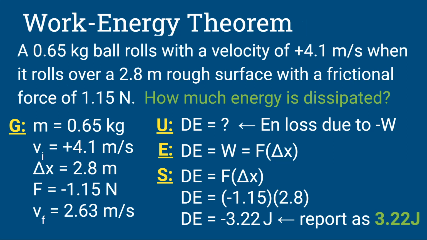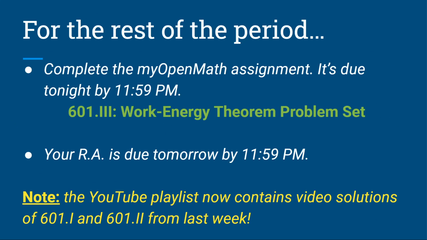All right, that's what you're going to be doing in today's assignment. Again, it's 601.3 work energy theorem problem set. You have the remainder of the class period to work on it, which is 23 minutes. So you have plenty of time to work through at least a few of them so that you're able to ask for help if you're not sure what's going on. Another reminder is that your RA is due tomorrow by 11:59 p.m. That's another thing you could look at, is the extension questions are also similar to what we just did.